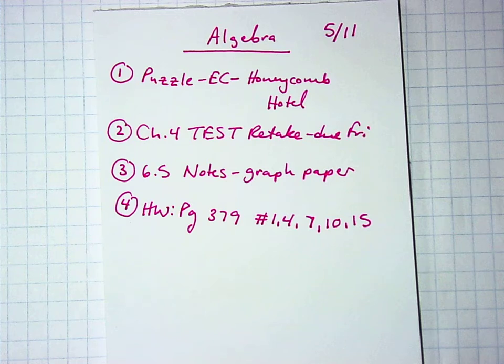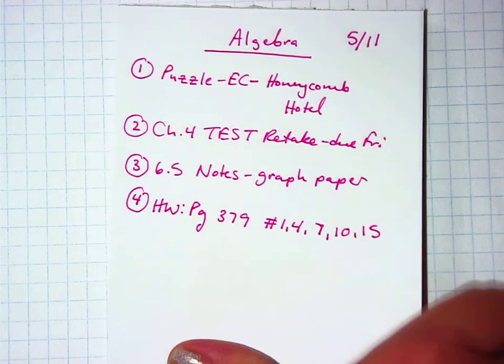The Chapter 4 test retake is due Friday, so make sure that you fill out the retake form and get that going if you want to do that. 6.5 notes we'll be doing today, and you need graph paper for that, so make sure you go grab some graph paper. And then your homework is 5 fairly short problems. Should be pretty good. You're also going to want colors for this. So grab a couple colors, that'll help. Or one color, I guess. That's really all you need.